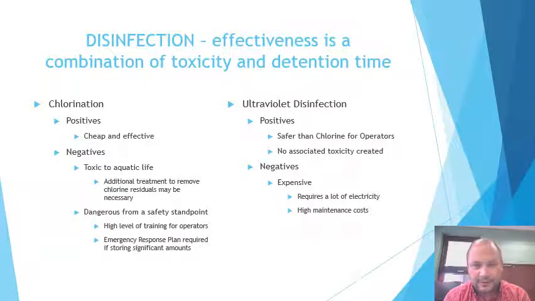Negatives are that it's fairly expensive. After your initial capital cost to install it, there's the replacement cost for the bulbs. I know in our case we probably spend $20,000 every couple of years just replacing bulbs. They have a useful life of anywhere from 10 to 12,000 hours, and once they reach the end of their useful life, they have to be replaced.